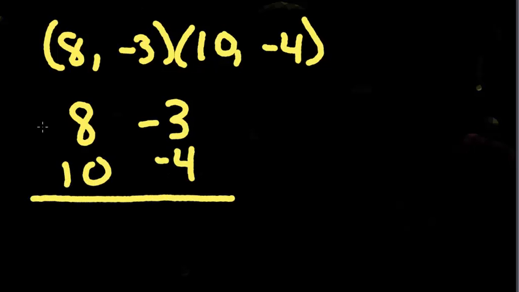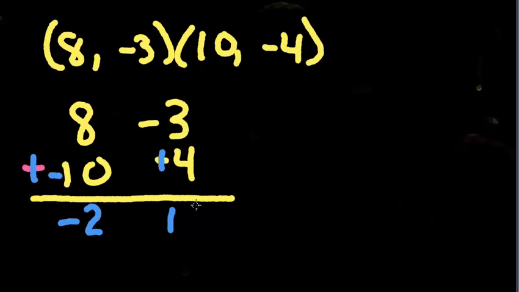and get ready to do my keep, change, change. So here's my minus. Keep my first one. Change my minus to a plus. 10 was positive, it becomes a negative. My negative 4 becomes a positive 4, and now I add. 8 plus a negative 10 is a negative 2. Negative 3 plus a positive 4 is a positive 1.